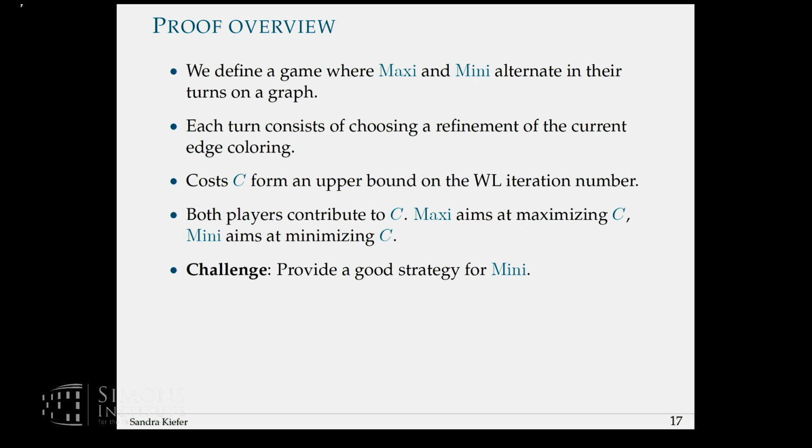So they refine the edge coloring of the graph they are given, they return a new colored graph to the other player, and they continue until you get the discrete partition. And all these turns contribute to a common total cost of the game. And we could show that this total cost forms an upper bound on the iteration number. So the player Maxi wants to maximize the total cost, and Mini wants to minimize it. So in order to obtain an upper bound on the iteration number, the challenge was to provide a sufficiently good strategy for the player Mini, because it's an upper bound, and then you have at most this duration of the game.